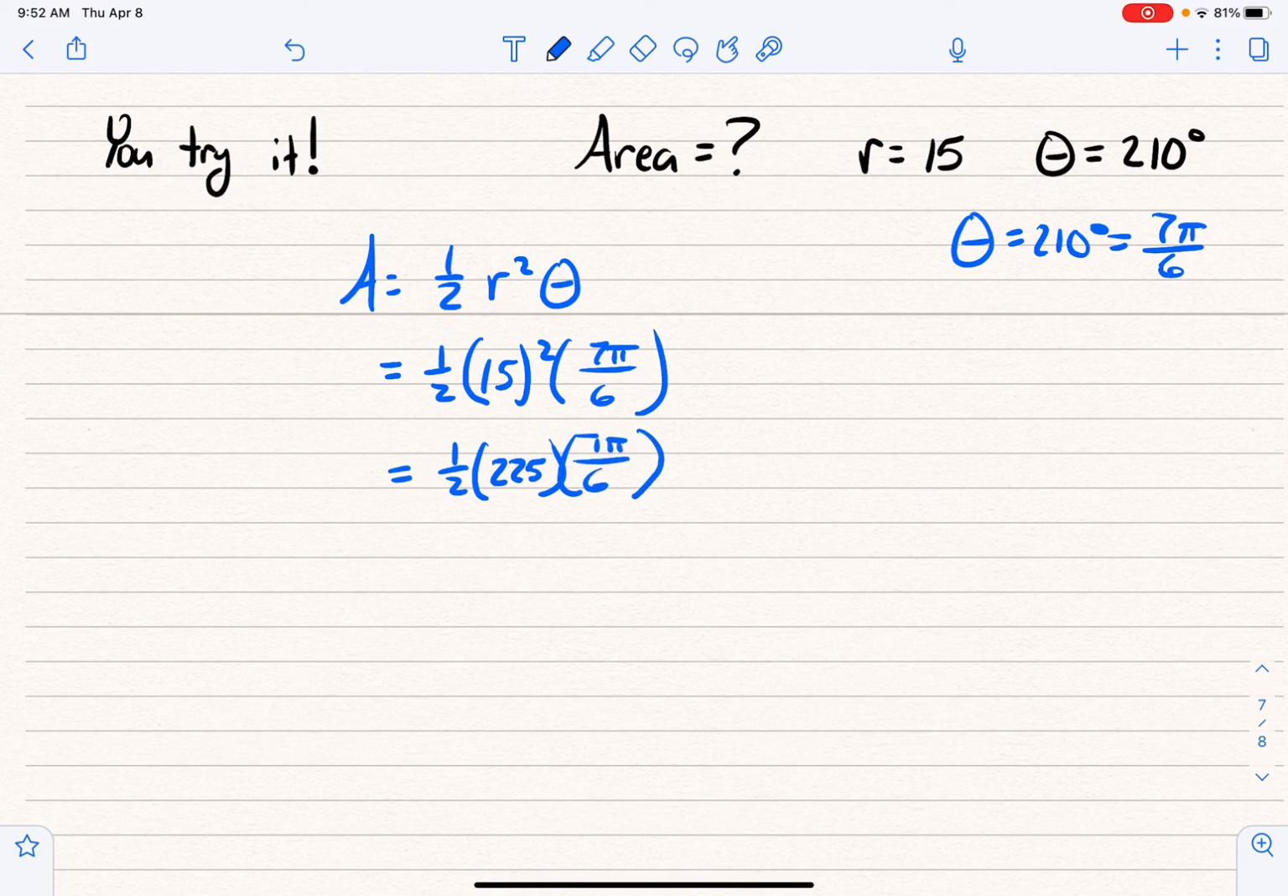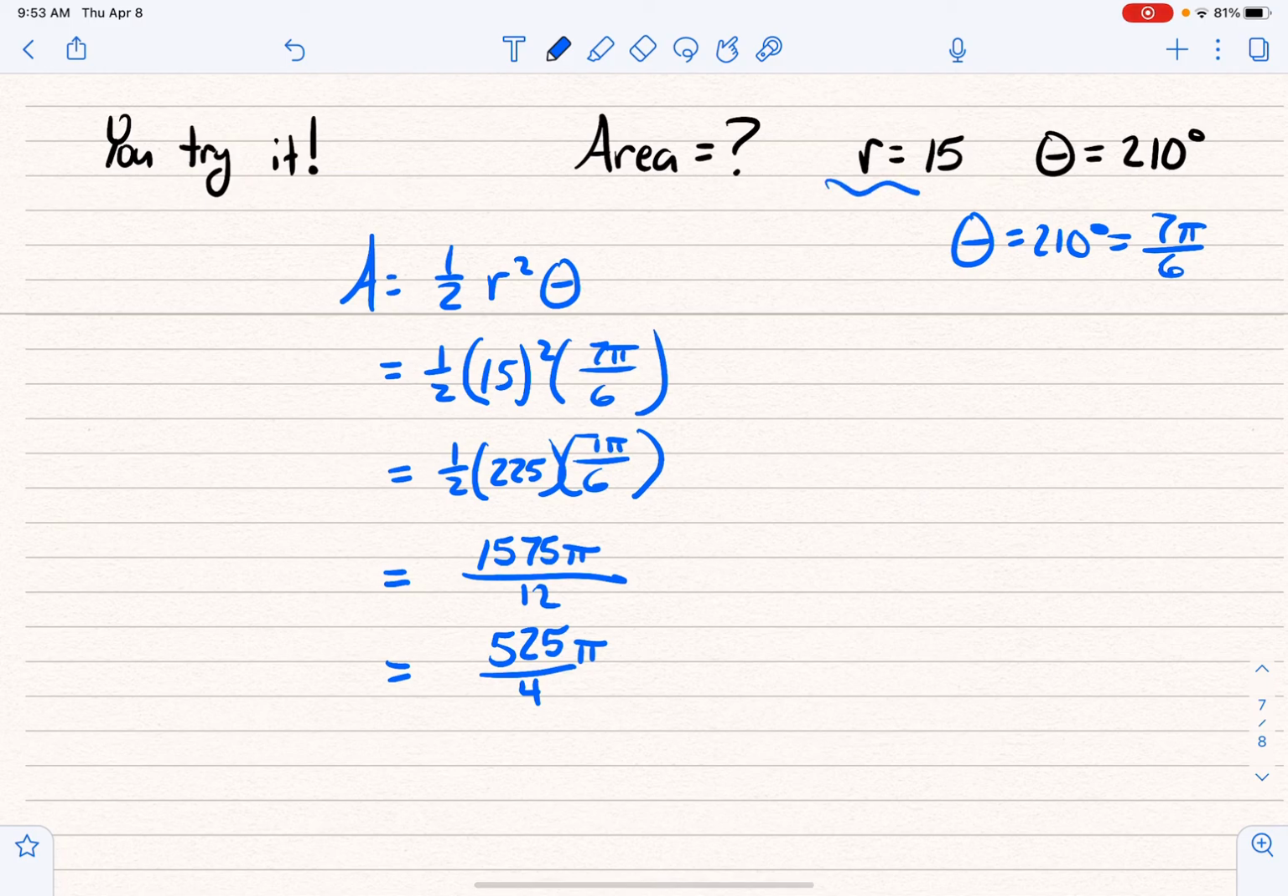This might get a little ugly, but who cares? We end up with 225 times 7, which is a decent sized number, 1575. So we end up with 1575 pi all over 2 times 6, which is 12. That reduces a little bit, down to 525 over 4. 525 pi over 4. So that would be the area.